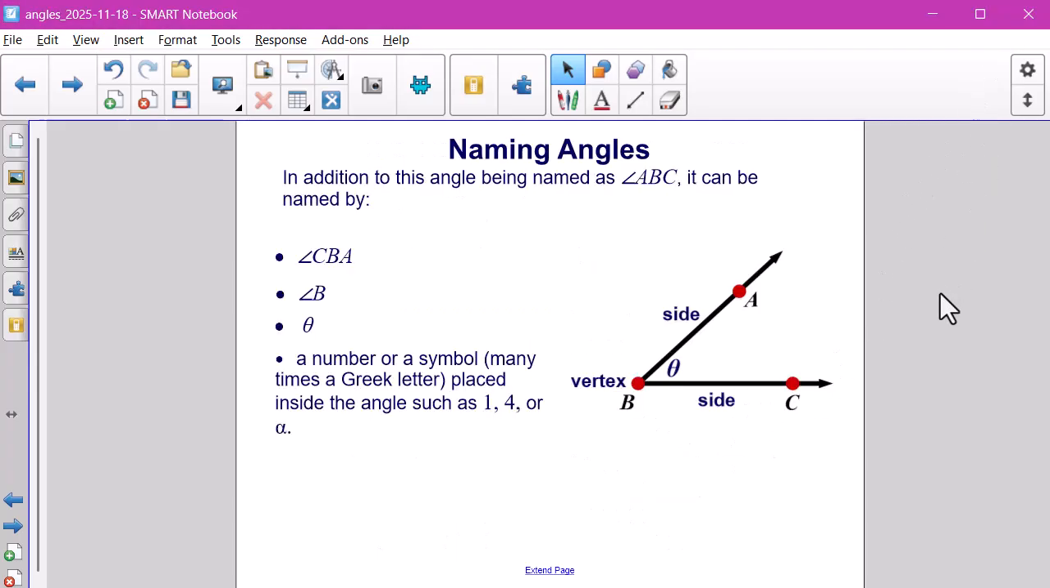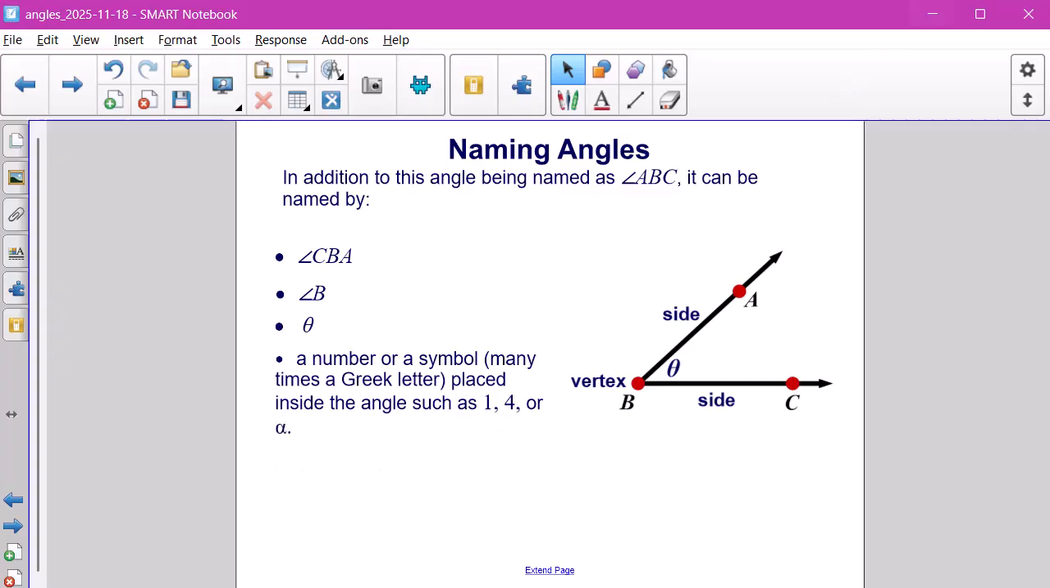In addition to this angle being named angle ABC, as described a little bit earlier, it can be named in reverse order too, angle CBA. It could also be named as angle B since there is only one angle occurring at the vertex. You can also have a Greek letter inside of it, for example theta. And finally, any number or symbol. It may be a Greek letter, but it doesn't always have to be. And it's placed inside. We could have also named this angle angle 1 or angle 4 or the Greek letter alpha and so on.